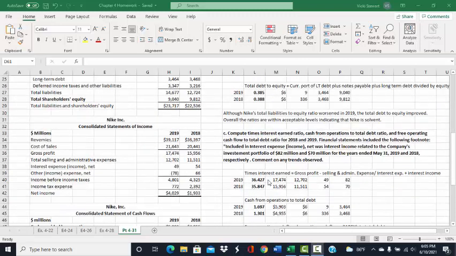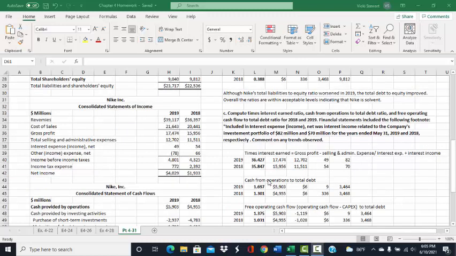In Part C, it asks us to compute times interest earned ratio, cash from operations to total debt ratio, and free operating cash flow to total debt ratio. It also gives us some information from the financial statements footnote. It states that included in interest expense income net was interest income related to the company's investment portfolio of $82 million and $70 million for the years ended May 31st, 2019 and 2018. So we have to use that information when we compute the ratios.